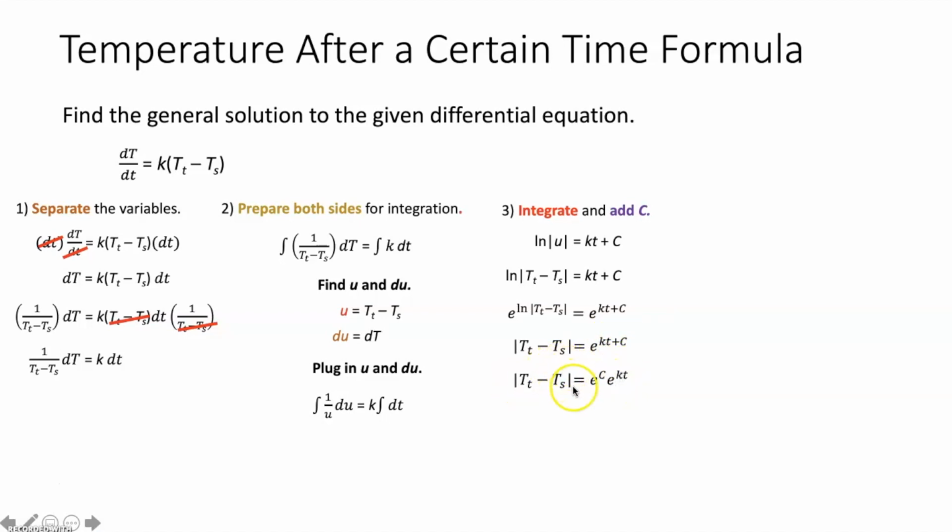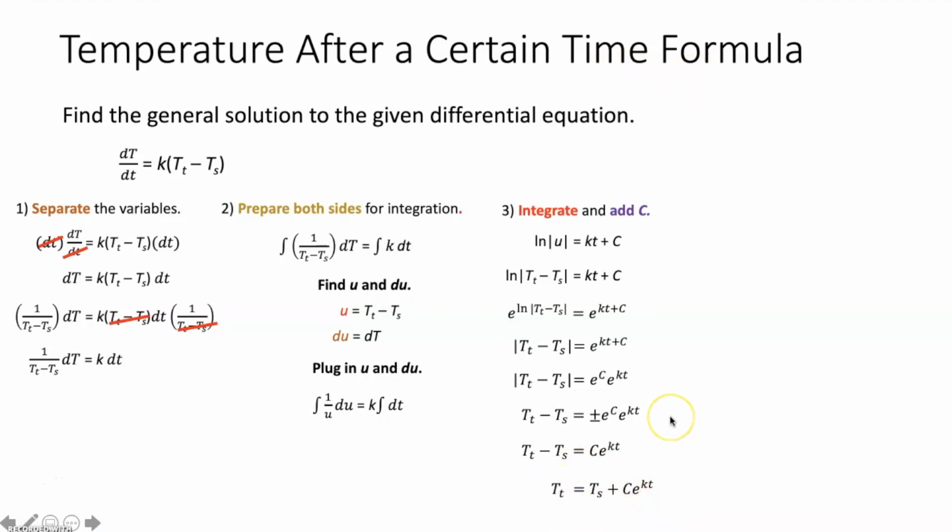Now, we could drop these absolute value bars over here by putting a plus or minus on the other side. And we've already said that plus or minus e to the c is just plus or minus a constant to a constant. So a constant to a constant is still a constant, so we can rewrite that as capital C, and we know that plus or minus a constant is still going to be a constant. So this whole thing can be rewritten as a constant, because that's what it is. We can now solve for T sub T by adding T sub S to both sides, and we now have an equation set equal to T sub T, the temperature at a certain time. That's the formula we were looking for.